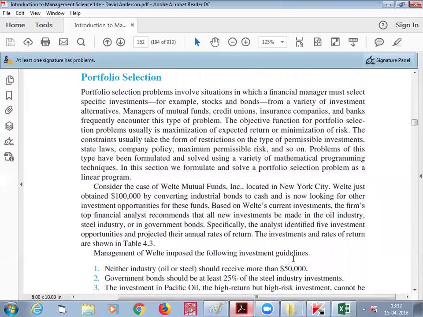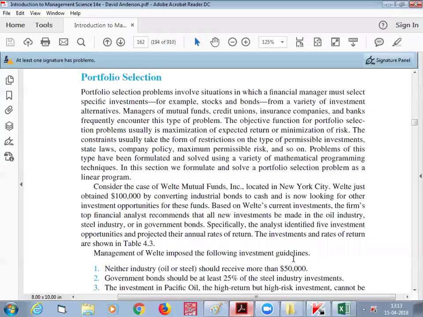Portfolio selection problem. Again, for those who are interested in portfolio types. Portfolio selection problems involve situations in which a financial manager must select specific investments, for example, stocks and bonds from a variety of investment alternatives. By the way, I was just doing the same thing in finance class today, actually, by chance. Anyway, managers of mutual funds, credit unions, insurance companies, and banks frequently encounter such type of problem.